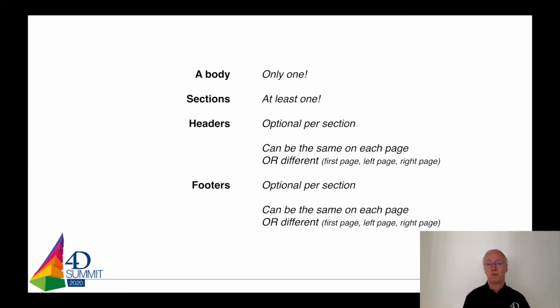You must have one section in your document. You do not have to worry because 4D Write Pro will create it for you, but you cannot say I have a document without section. It's impossible. You have at least one. What is optional per section is the capability to have headers and footers inside sections. Headers and footers are optional. You may not have them, but if you have them, you can also have options like have different headers on the first page or on the left page or on the right page. Same goes for the footers.